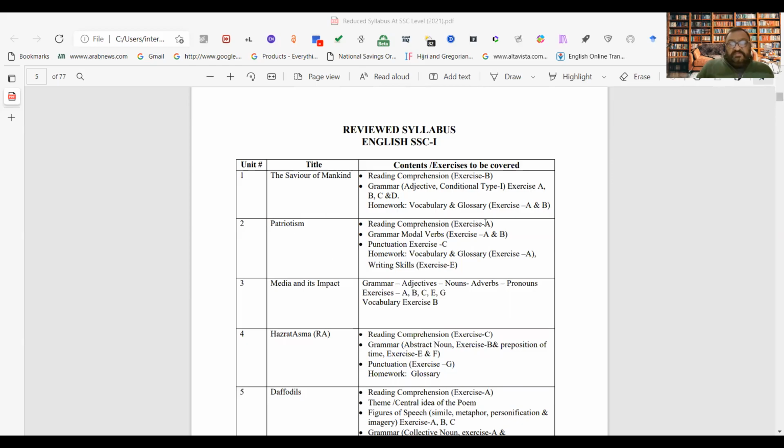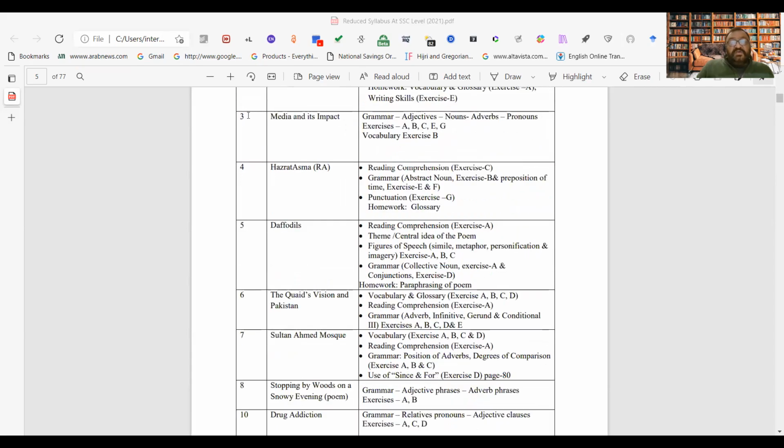Patriotism: reading comprehension, exercise A; grammar, modal verbs, exercises A and B; punctuation, exercise C; homework; vocabulary and glossary, exercise A; writing skills, exercise E. The third lesson, Media and Its Impact: the exercises are grammar, adjective, noun, that word, pronoun, exercises A to G, and vocabulary, exercise B.